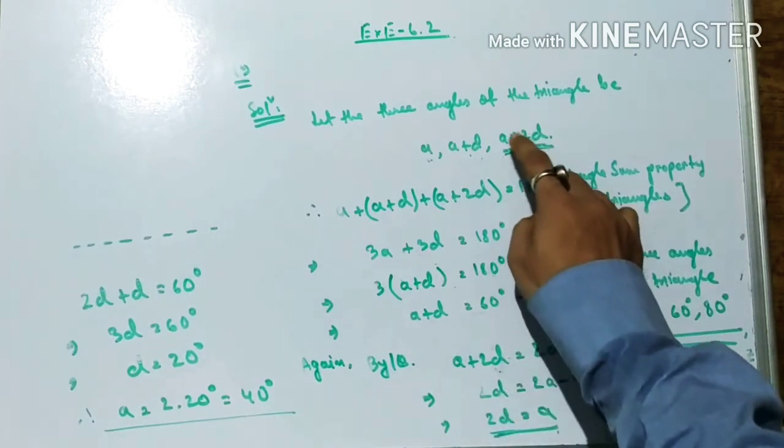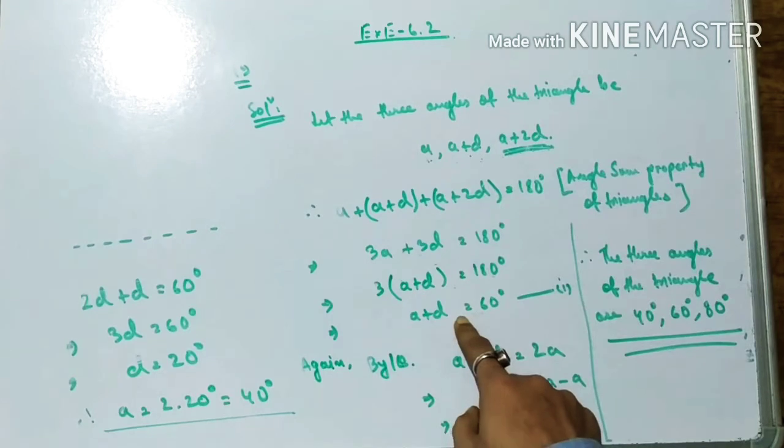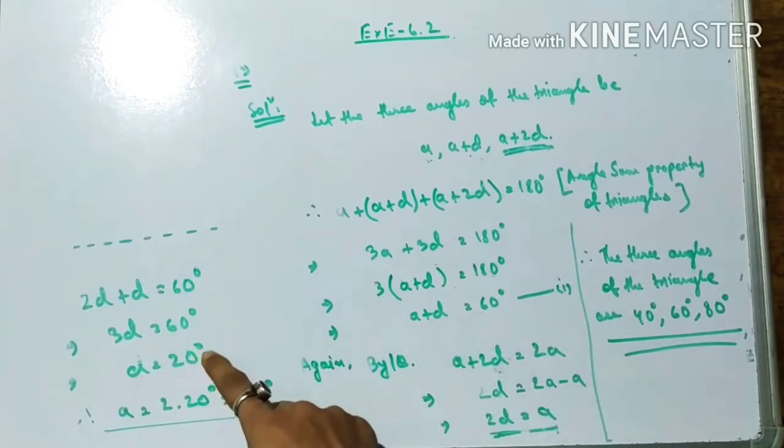In here the biggest angle is A plus twice D, so therefore I can write that A plus twice D is equals to twice A. If I solve this I will get twice D is equals to A. This A value I will put in equation 1. So this is twice D plus D is equals to 60, and ultimately I will get D value 20. Now D value 20 you got.